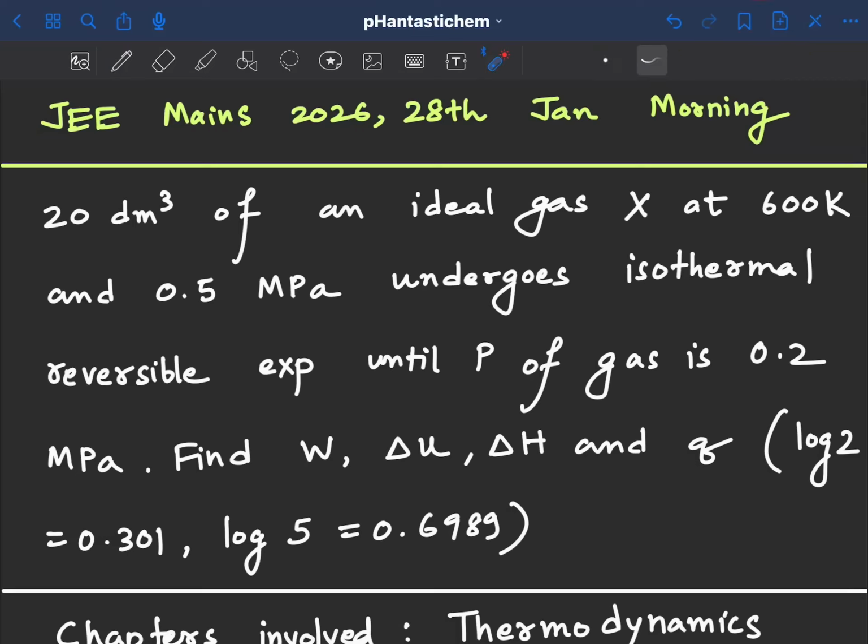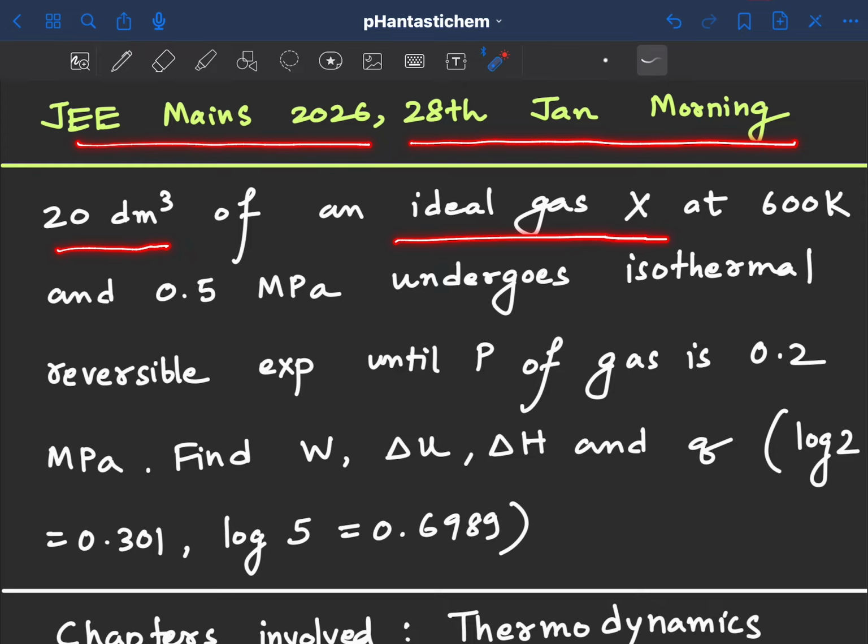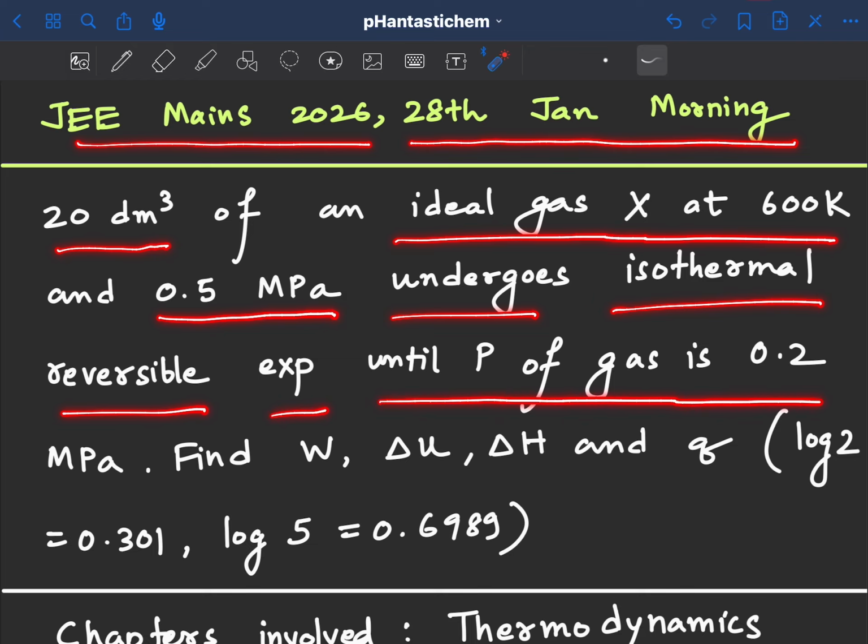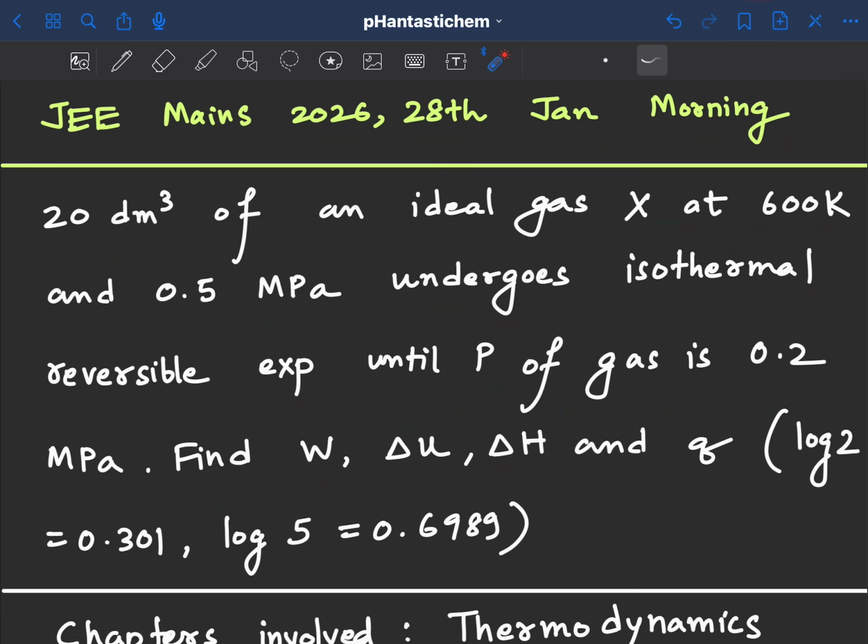Hello everyone. So this is a question from JEE Mains 2026, 28 Jan morning. 20 dm cube of an ideal gas X at 600 K and 0.5 megapascal undergoes isothermal reversible expansion until the pressure of the gas is 0.2 megapascal. Find work done, change in internal energy, change in enthalpy and heat, and some values of log 2 and log 5 are given to us.